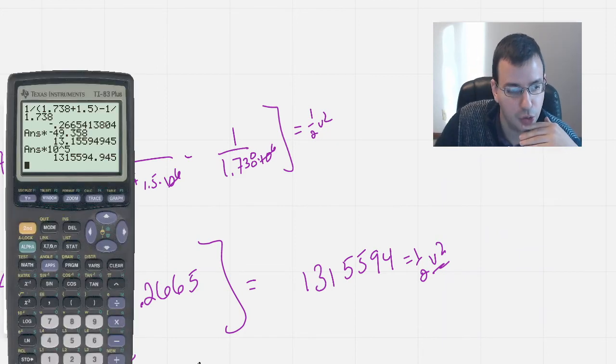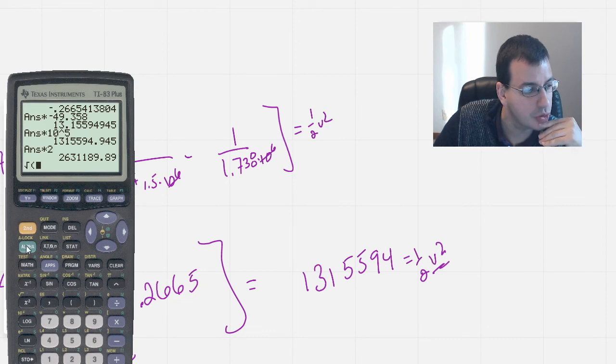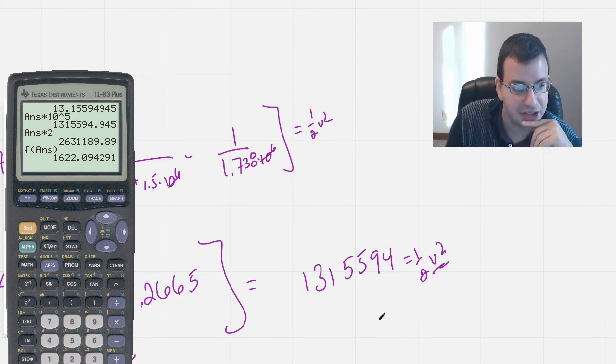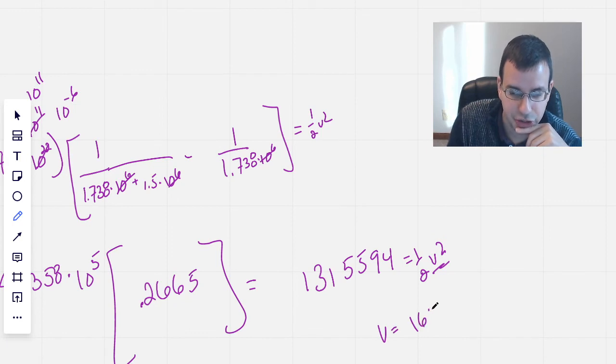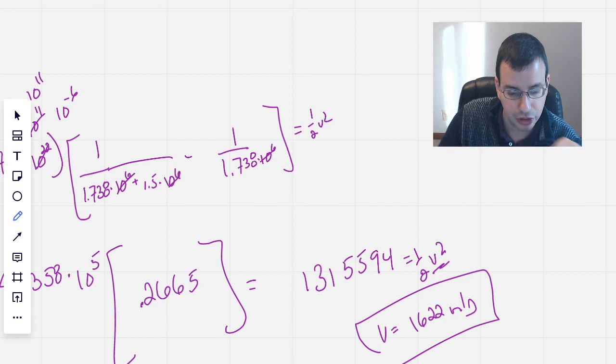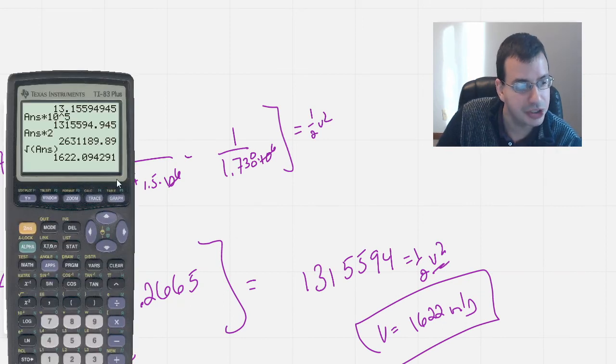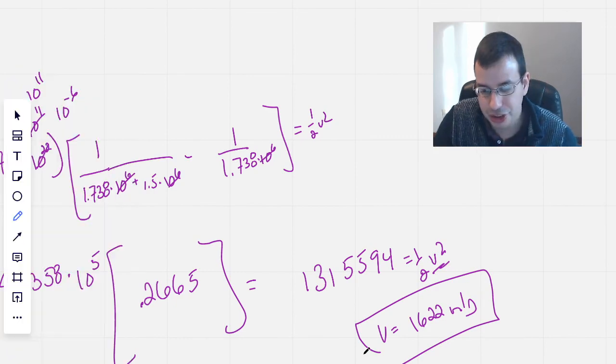I know this is dragging on way too long. Times 2, then square root. And this should give us our velocity. And velocity equals 1622 meters per second. Interesting. So 1622 meters per second.